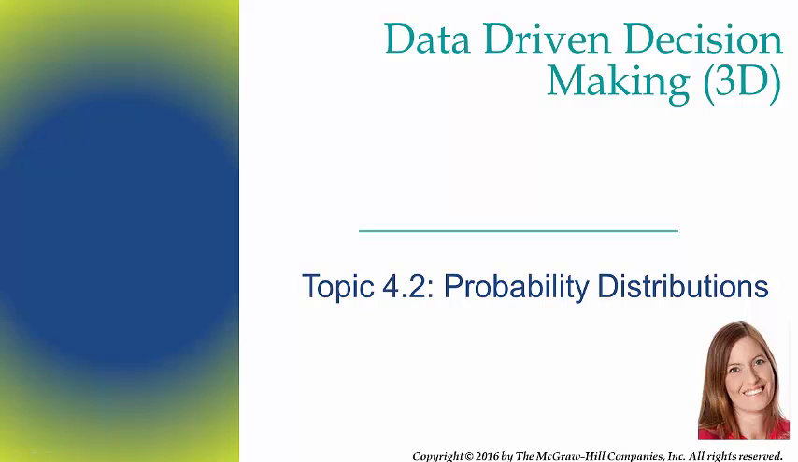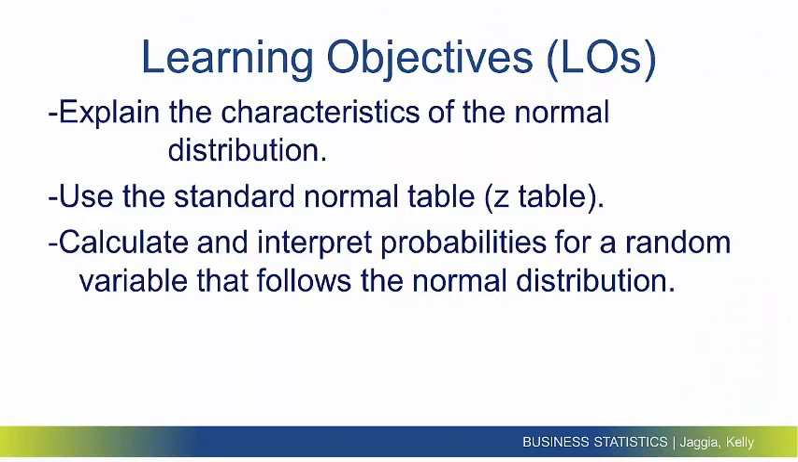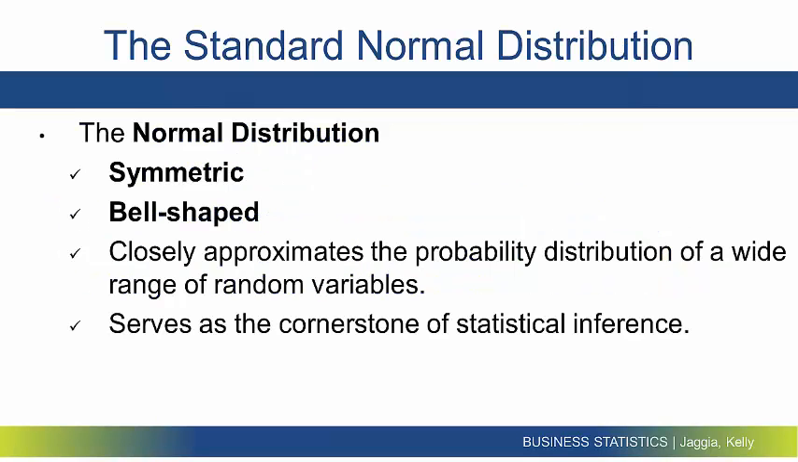Hi everyone, welcome to topic 4.2, probability distributions. Here are the learning objectives. First I'm going to explain the characteristics of the normal distribution. Then we're going to talk about the standard normal table, the Z table. And lastly we're going to look at calculating and interpreting probabilities for a random variable that follows this normal distribution.